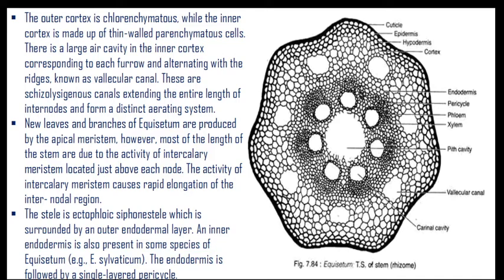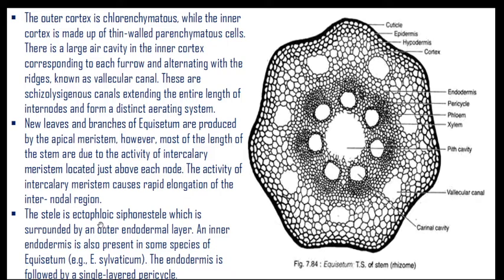New leaves and branches of the Equisetum are produced by the apical meristem. However, most of the length of the stems is due to the activity of intercalary meristem, which is located just above each node. The activity of the intercalary meristem causes rapid elongation of the internodal region. So all these details are shown in this diagram.